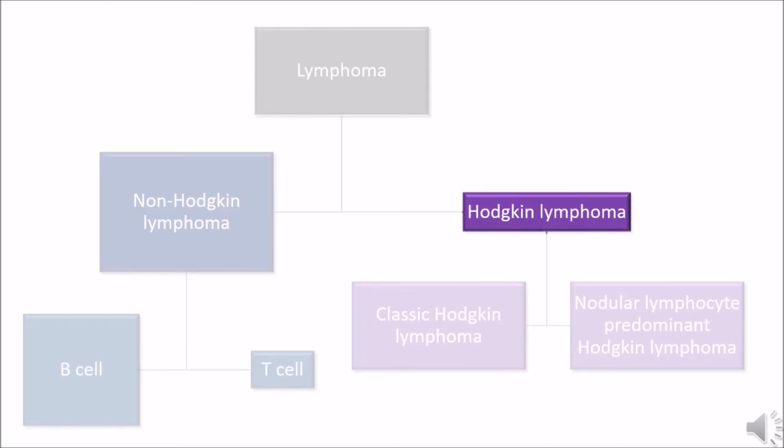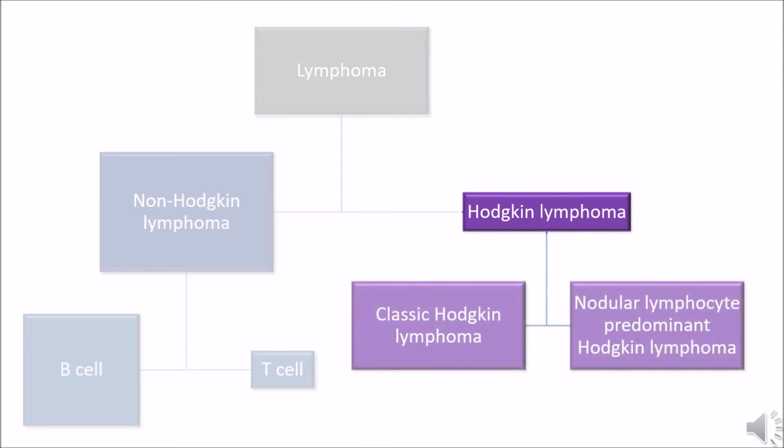Hodgkin lymphomas are distinct from non-Hodgkin lymphomas. Hodgkin lymphomas follow a contiguous lymph node distribution, while non-Hodgkin lymphomas are non-contiguous, meaning they don't follow a chain of lymph nodes. Hodgkin lymphoma does not have a leukemic phase, and therefore does not involve the peripheral blood. Hodgkin lymphoma is divided into two distinct types, classic Hodgkin lymphoma and nodular lymphocyte predominant Hodgkin lymphoma.